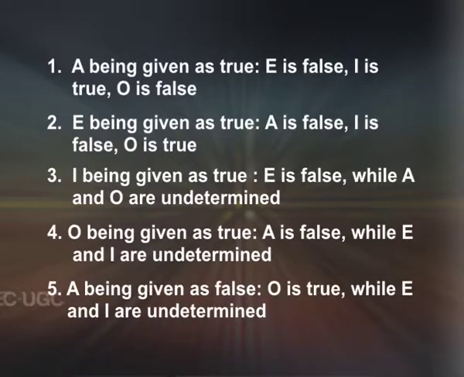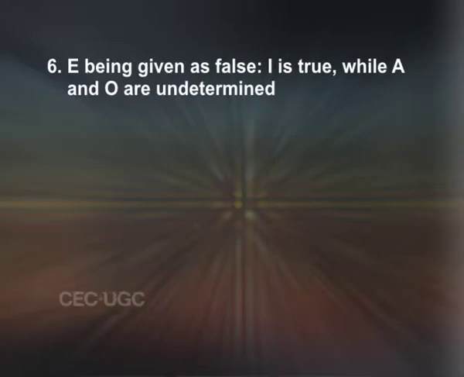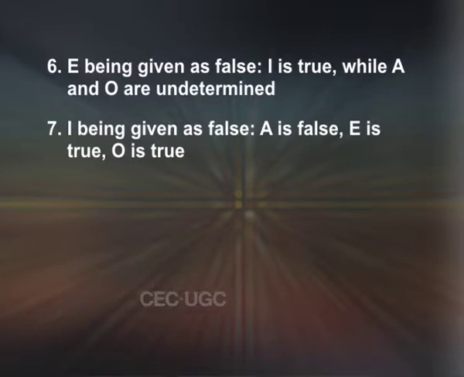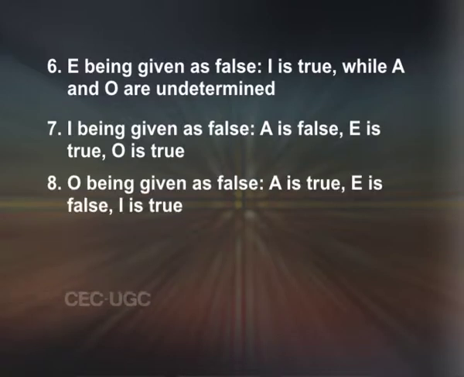Number 5, A being given as false, O is true, while E and I are undetermined. Number 6, E being given as false, I is true, while A and O are undetermined. Number 7, I being given as false, A is false, E is true, O is true. Number 8, O being given as false, A is true, E is false, I is true.